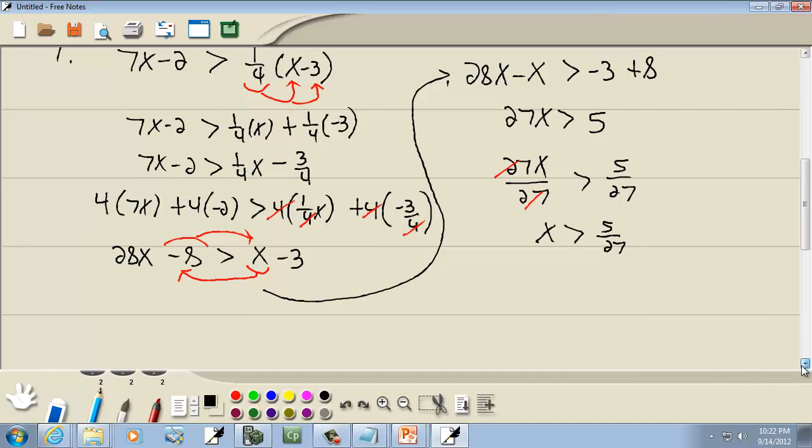And hopefully I haven't made a math error somewhere there. Kind of a little bit distracted. X minus 3, let me double check it.